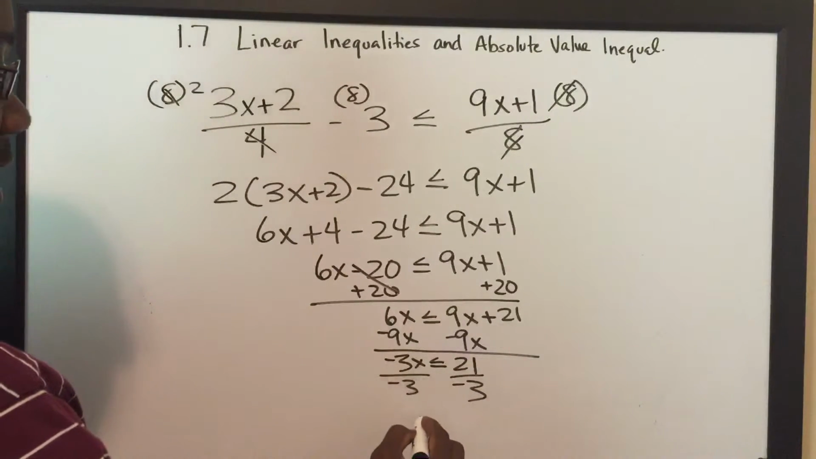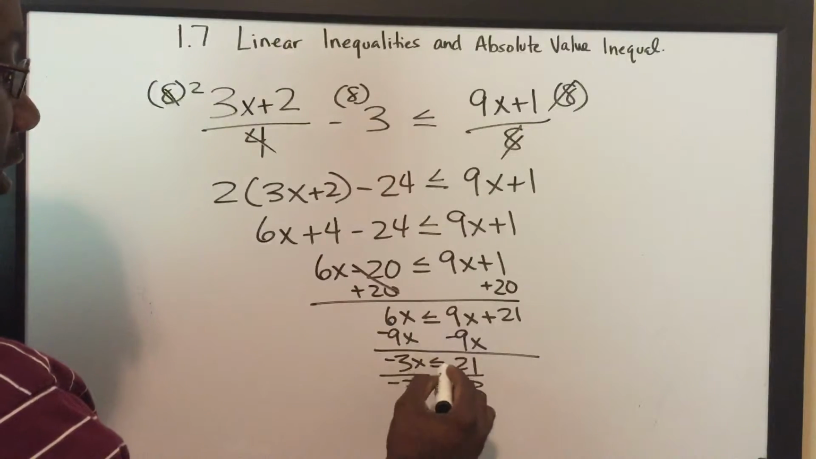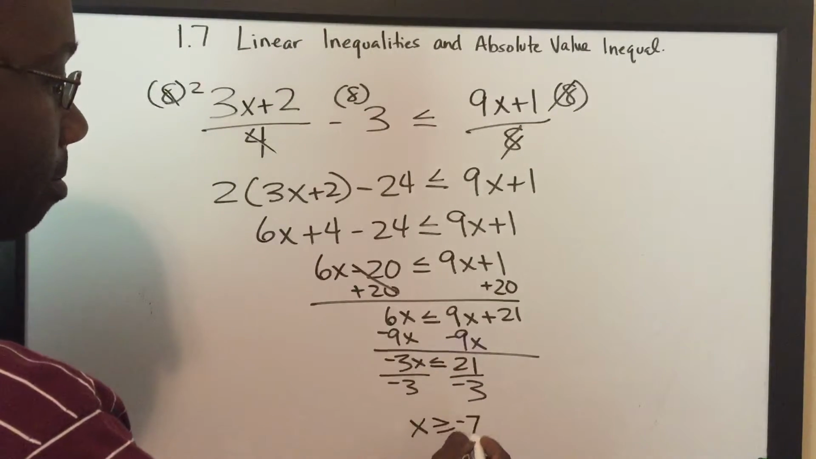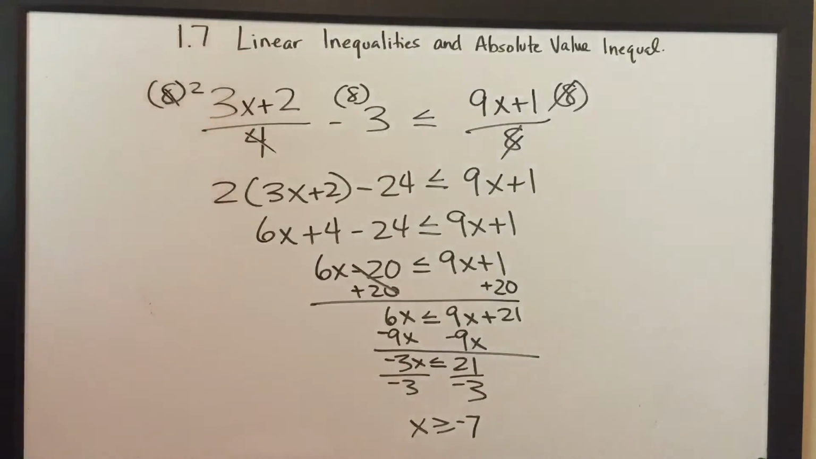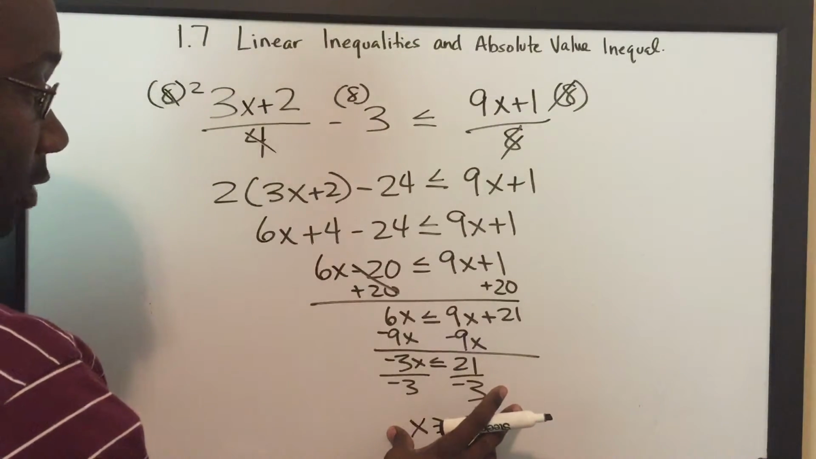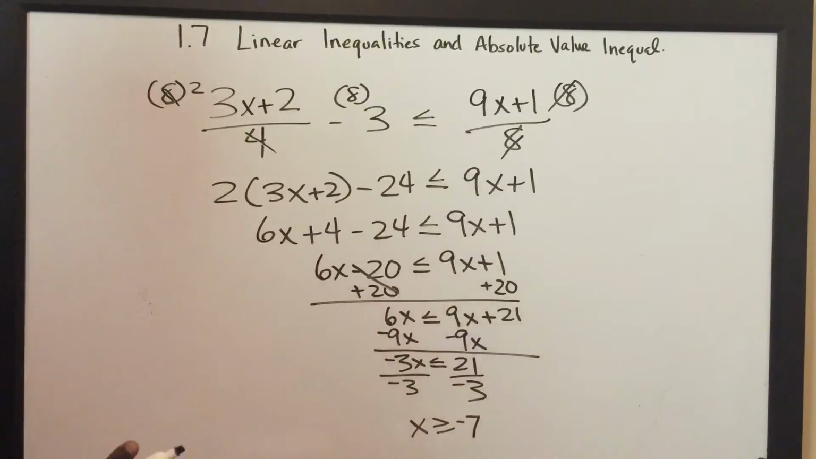So this is x. It's not less than or equal to. Now it's greater than or equal to minus 7. x is greater than or equal to minus 7. So this will be part of the answer. The other part, now we're going to graph that.